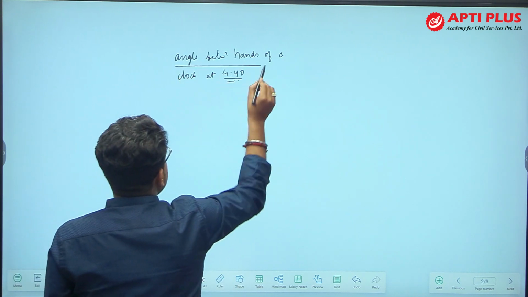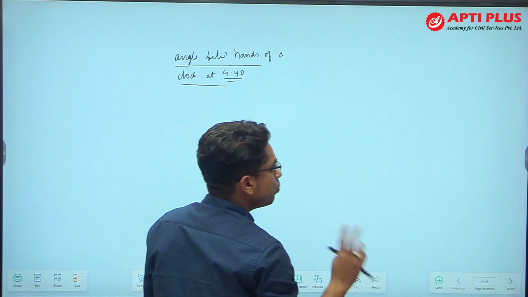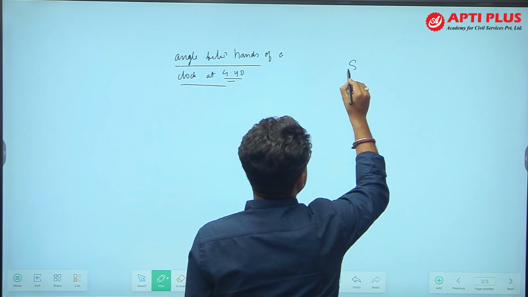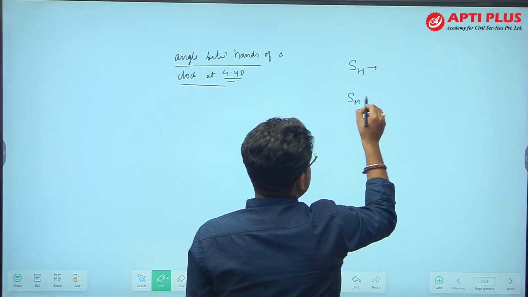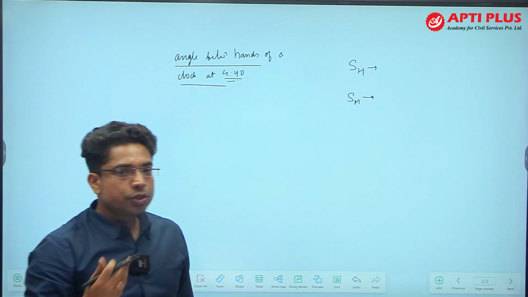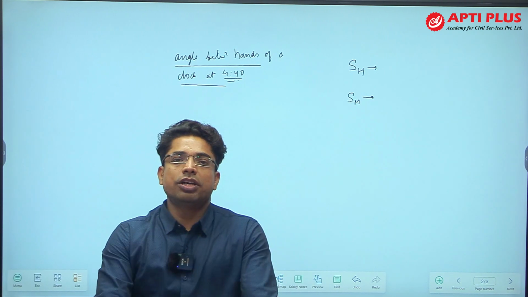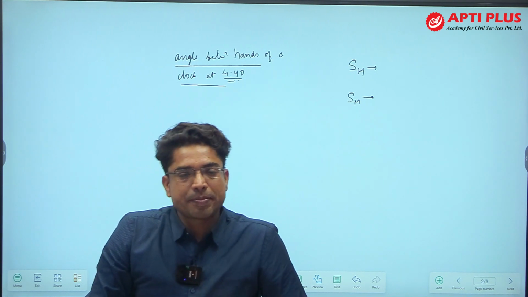So when I talk about the angle between the hands of a clock at 4:40, I need to know two more concepts. That is, how can I find out the speed of the hour hand and the speed of the minute hand? Can we assume that the hands of the clock are running around a circular track at a constant or uniform speed? Can we say that? Exactly.